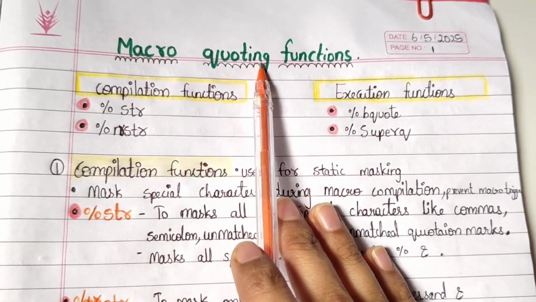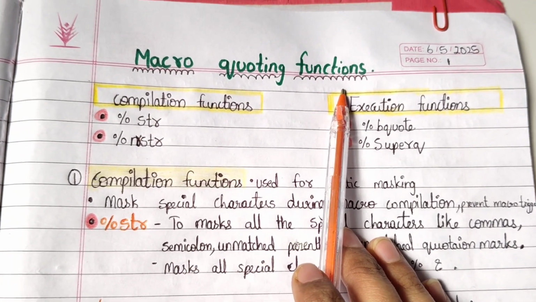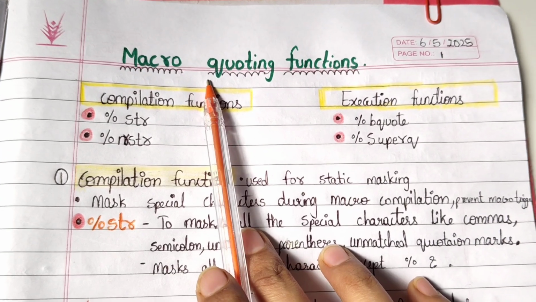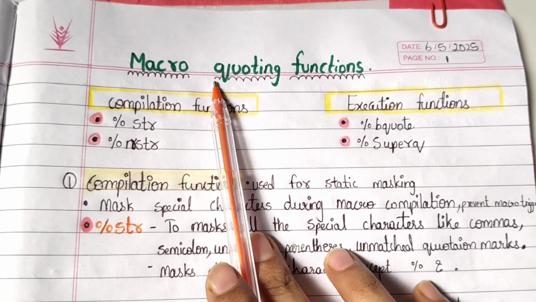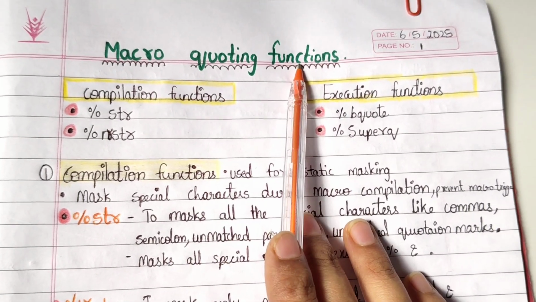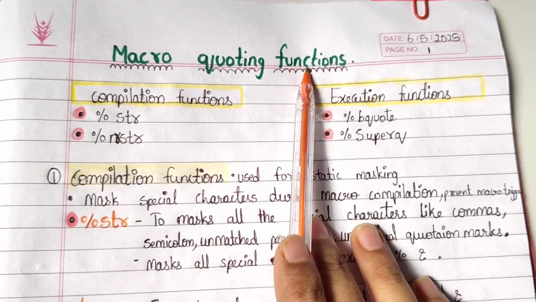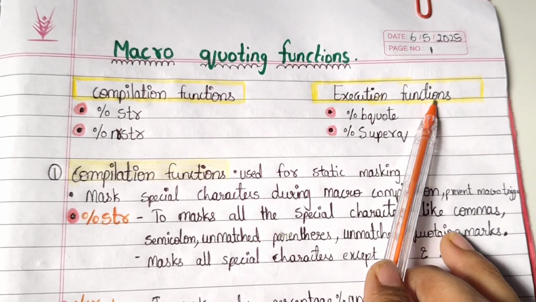Today in this video we'll talk about macro quoting functions. In the previous video I explained macro functions. That is different. We have learned 10 macro functions, right? And here in this video we'll talk about macro quoting functions. It is basically categorized into two types: compilation functions and execution functions.